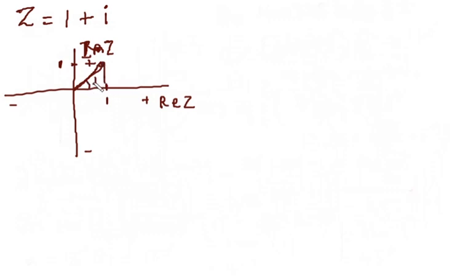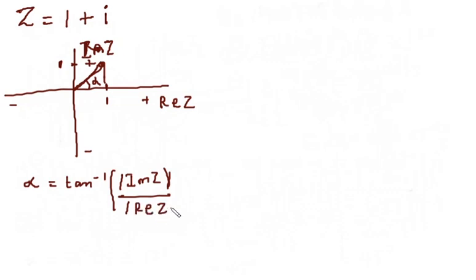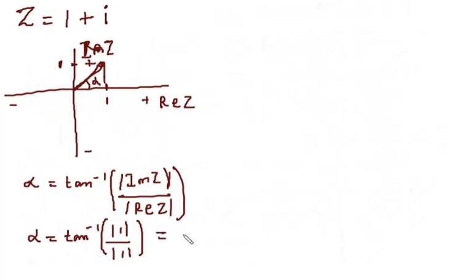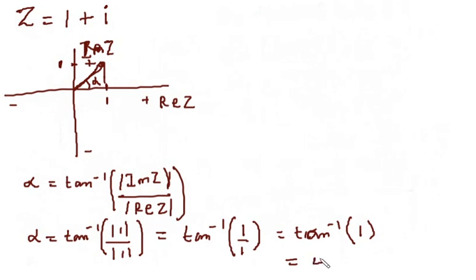Okay, so let's call this angle alpha. Now to find angle alpha, we see alpha equals tan inverse of the absolute value of the imaginary part of z divided by the absolute value of the real part of z. So for this case, alpha equals tan inverse of the absolute value of 1 divided by the absolute value of 1. We know that the absolute value of a positive number is still equal to that number. So this is tan inverse of 1 over 1, 1 over 1 is 1, and then tan inverse of 1 is 45 degrees.